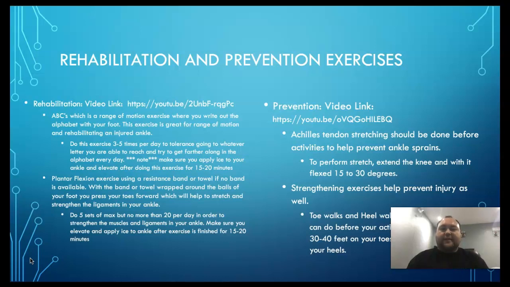Exercises for rehabilitation and prevention. As you can see right here, there's a link you can follow to see the two videos. Two rehabilitation exercises for lateral ankle sprain. The first one is ABCs, which is a range of motion exercise where you write out the alphabet with your foot. This exercise is great for range of motion and rehabilitating an injured ankle. You can do it three to five times per day to tolerance, going to whatever letter you are able to. For example, the first day you get to letter F, the next time you do it, your goal is to try to get past the letter F.